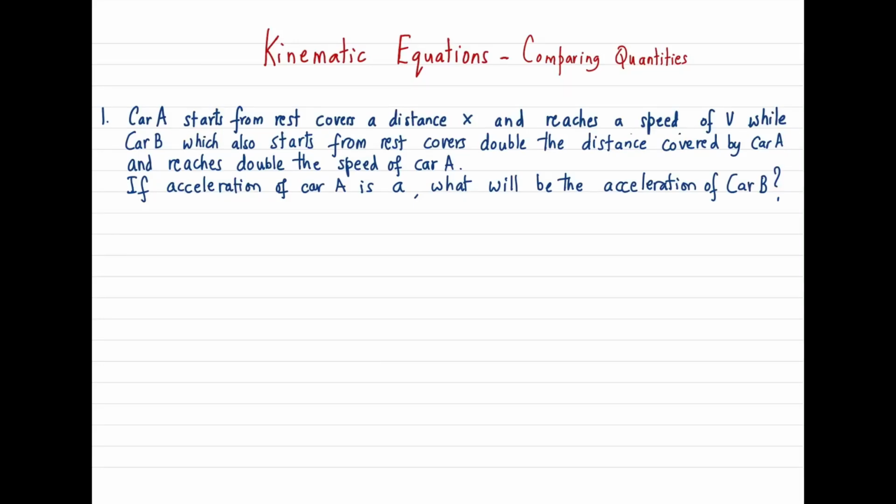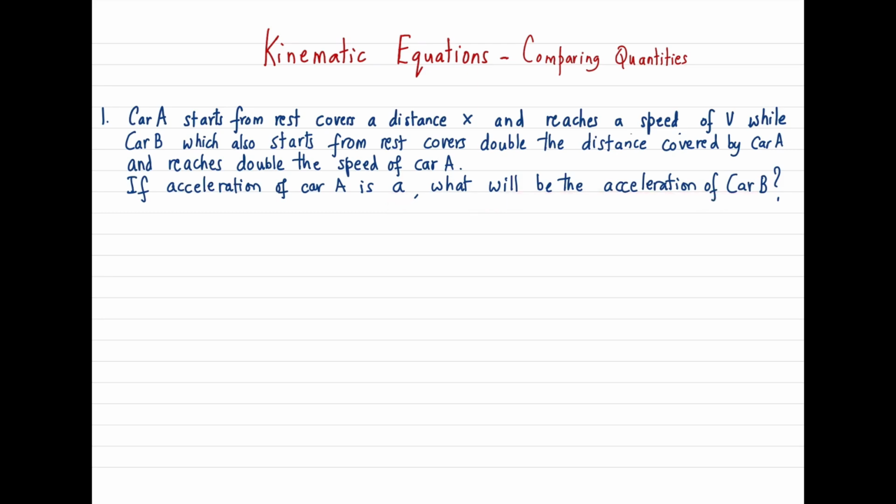In this video we are going to solve some questions on kinematic equations to compare quantities. In this first question, car A starts from rest, covers a distance x and reaches a speed of v, while car B also starts from rest, covers double the distance covered by car A and reaches double the speed of car A. Acceleration of car A is A. What will be the acceleration of car B?